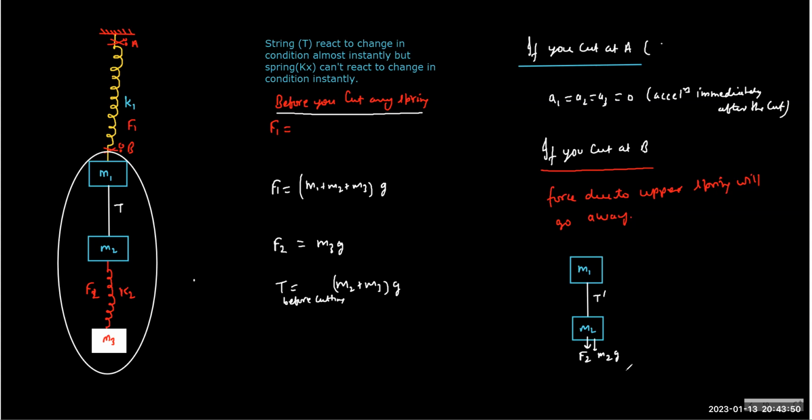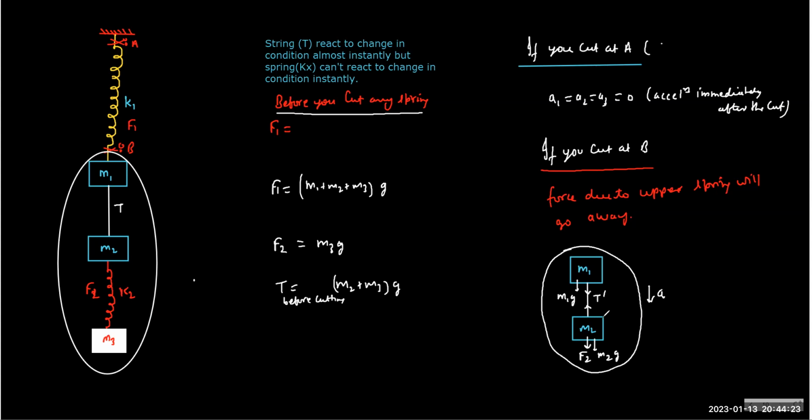So the force at the bottom will continue to act. F2 and M2G will keep on acting. That will not change. Understood what I'm saying? So this is the FBD you're supposed to draw. But because the top force has been removed, the system as a whole will accelerate downward. Both will accelerate downward, and the tension will act like this, it will go down. So the M1G will also be there.